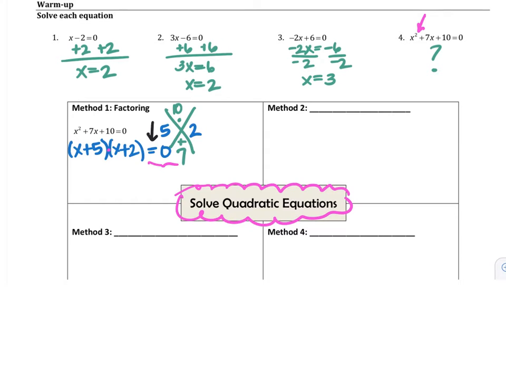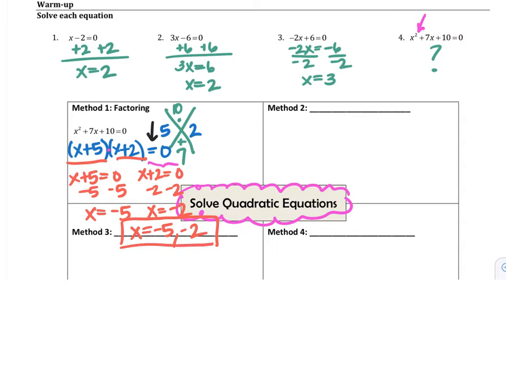And then what I'm going to do is kind of fun. I'm going to take the first binomial, x plus 5 equals 0, and I'm going to use my inverse operations and get x equals negative 5. And I'm going to set my second binomial equal to 0 and solve it, subtract 2, and get x equals negative 2. And so those are my 2 solutions, x equals negative 5 and negative 2. Which is pretty cool.